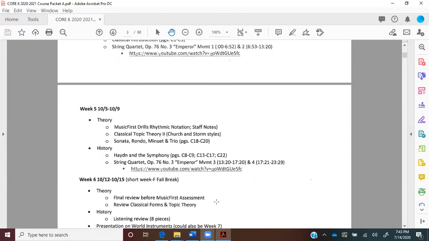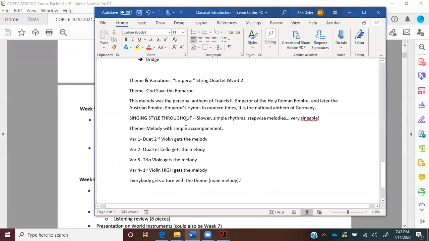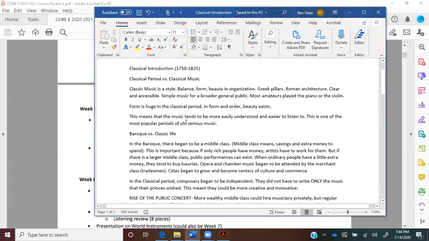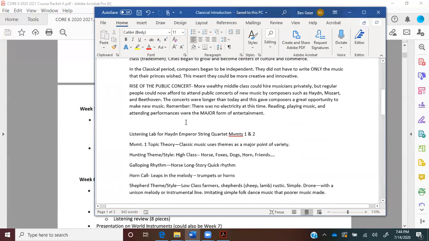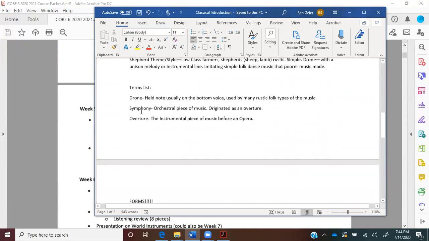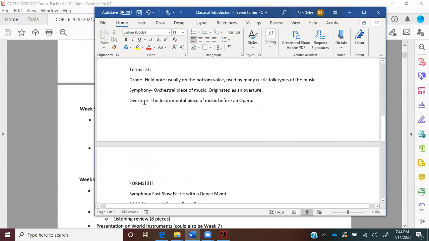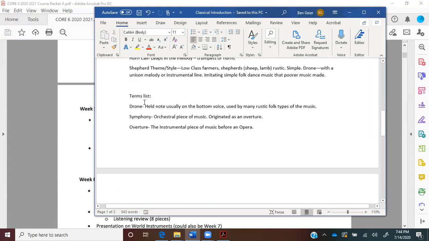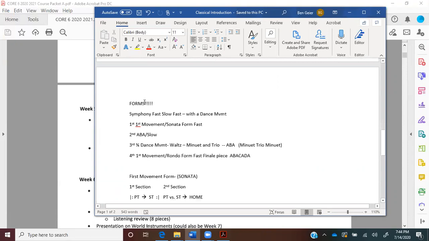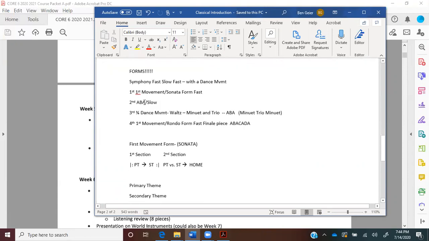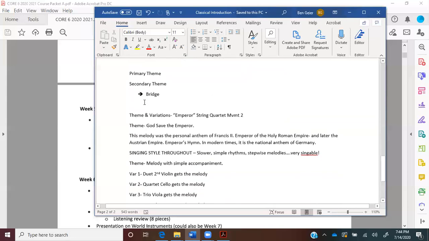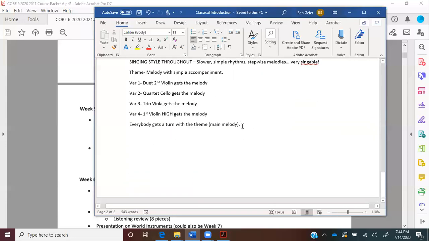Okay, so let's begin. We should already have built a classical introduction notes page. We talked about all that. We talked about our listening for movements 1 and 2. We're starting to build a little bit of a terms list for the things that we might not know about. Of course, we have all of our forms that we've been talking about as well. So we are going to begin.